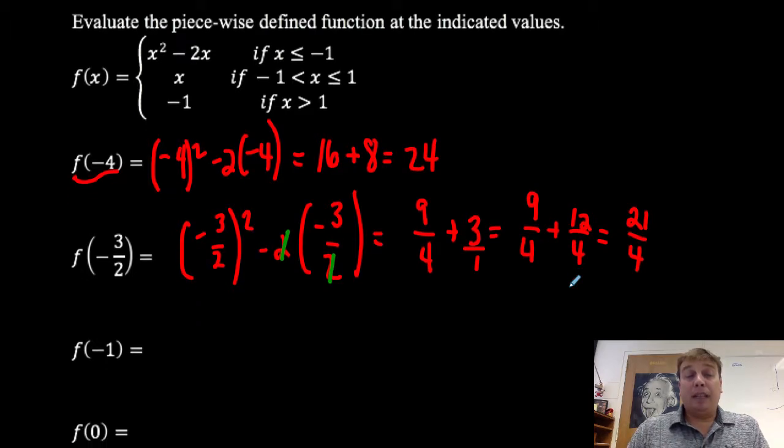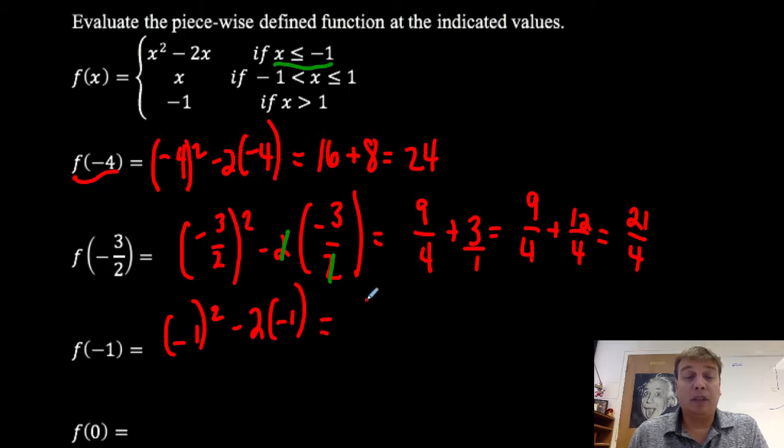All right, now if we take a look at the next one, if I am at -1, this says x is less than or equal to. So if it's less than or equal to, then I have to use it when it's equal to. So we'll use this piece again. I'm going to say -1 squared minus 2 times -1. -1 times itself is 1. -2 times -1 is plus 2. So 3 is our answer here.